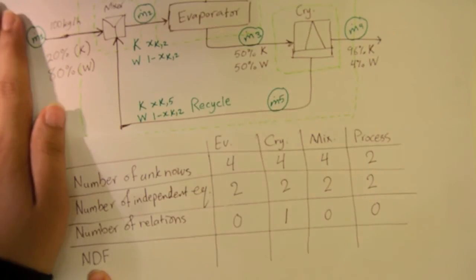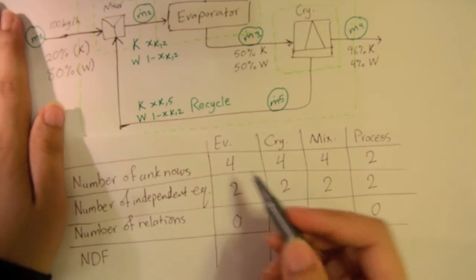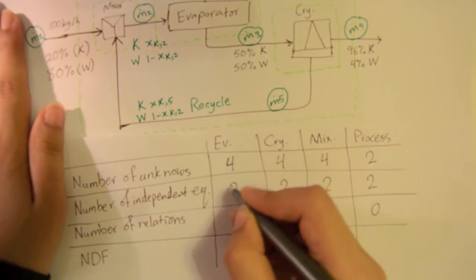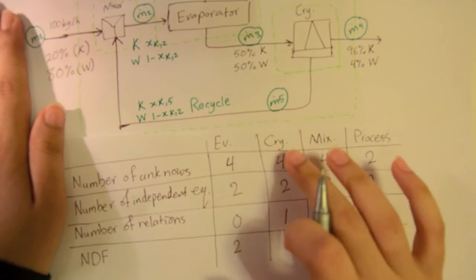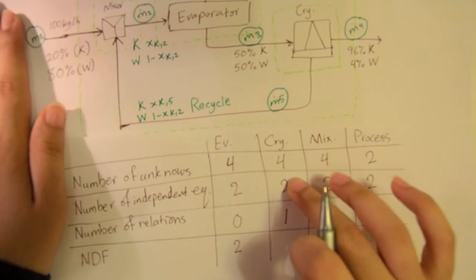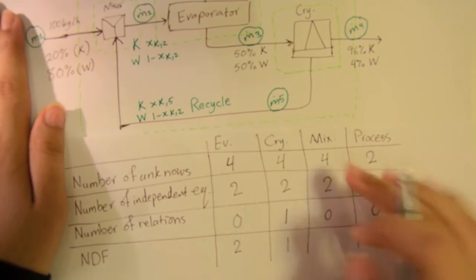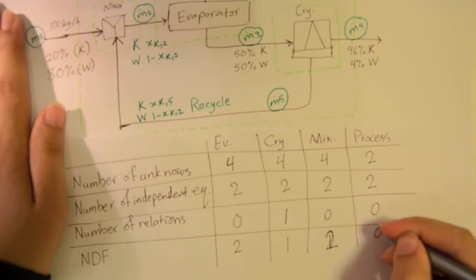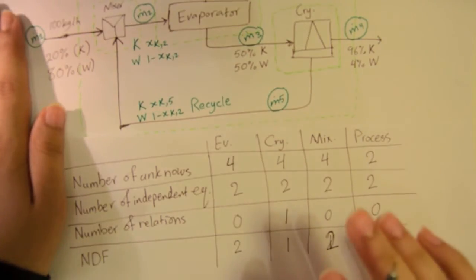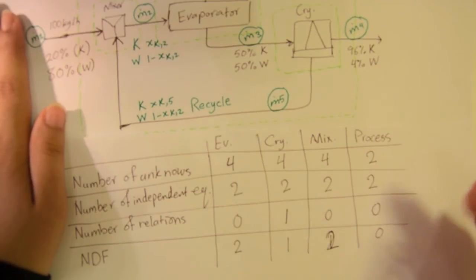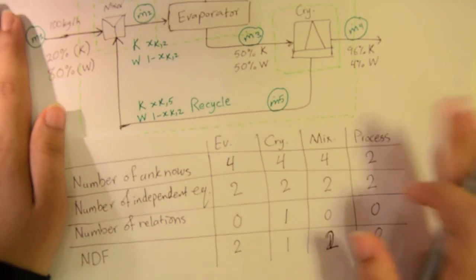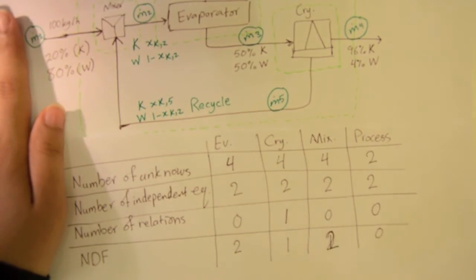So how to calculate the number of degree of freedom? We do 4 minus 2, which gives us 2. 4 minus 2 is 2, and 2 minus 1 is 1. 4 minus 2, sorry, it's 2. And 2 minus 2 is 0. So the lowest number of degree of freedom is for the entire process. Accordingly, we start with the overall process system. We start solving with it.